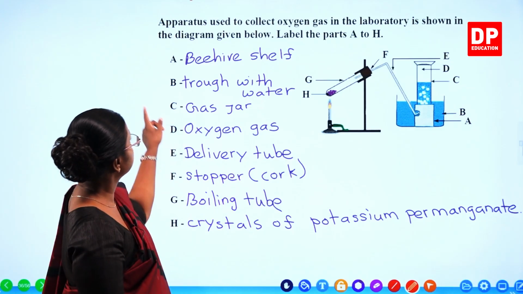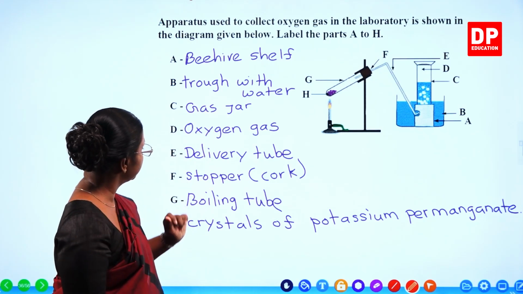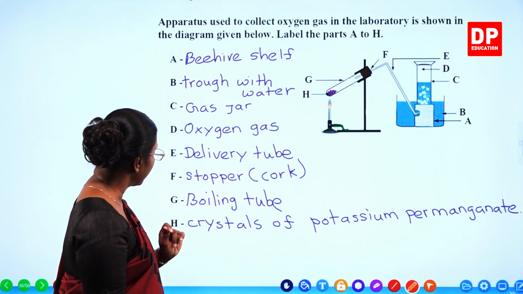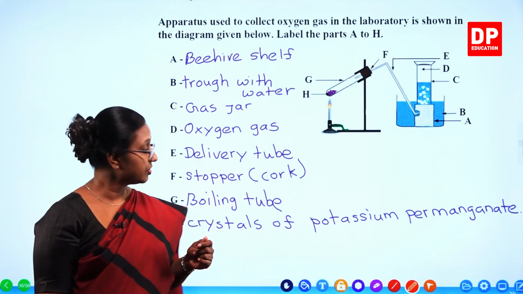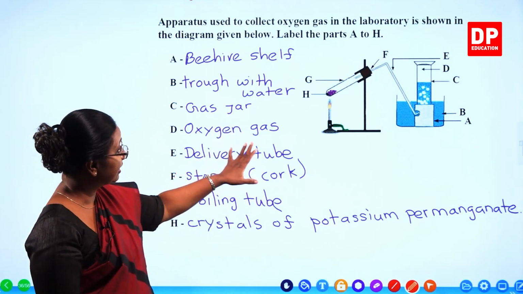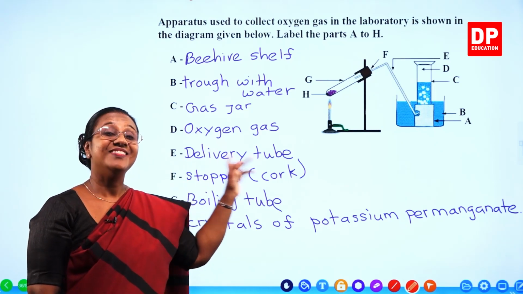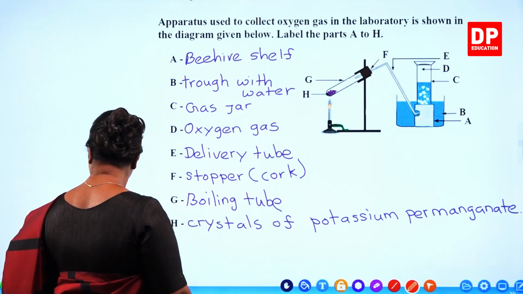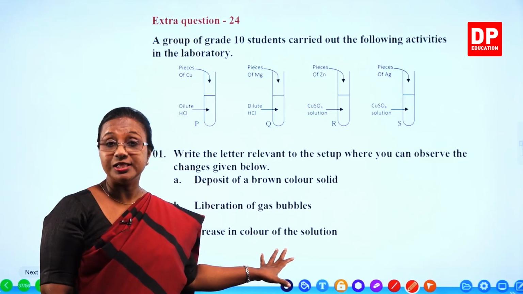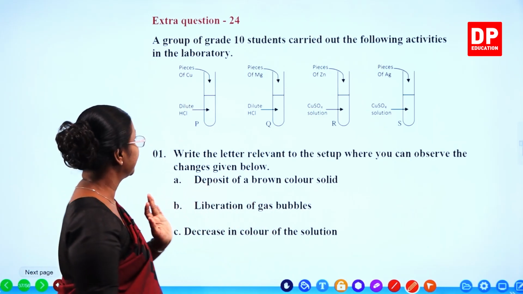So, those are the parts. A, beehive shelf, then B, trough with water, C, gas jar, D, oxygen gas, delivery tube is E, F is the stopper, then G is the boiling tube, and H is the crystals of potassium permanganate. So, like these students, you should be able to identify the parts and label the parts when they give you the apparatus. With that, we'll move on to the next question. So, like always you do, students, I'm sure you will also answer all these questions by yourself first, and then you will listen to my discussion.